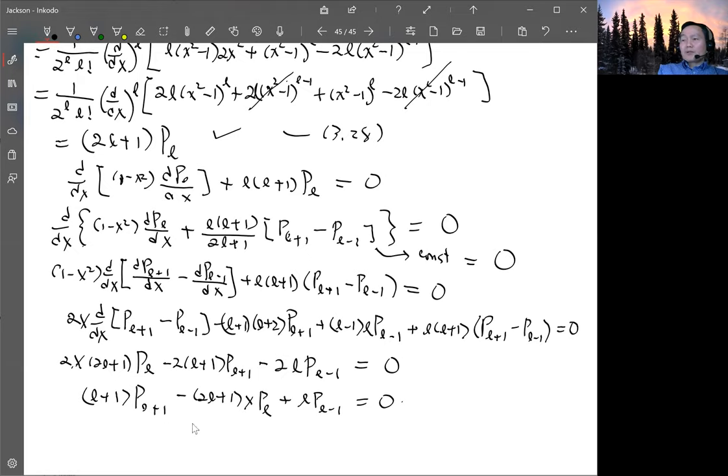Okay, so this is the form of 3.29, the first one. So that's the first one. Okay, so we get one of the 3.29. The other two are just straightforward to derive.